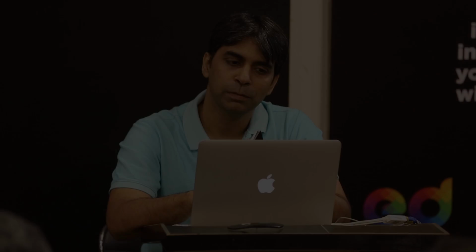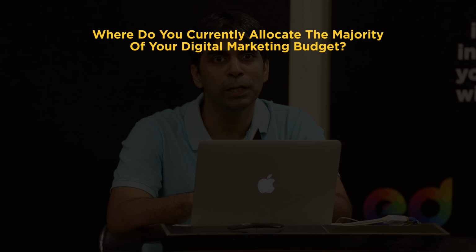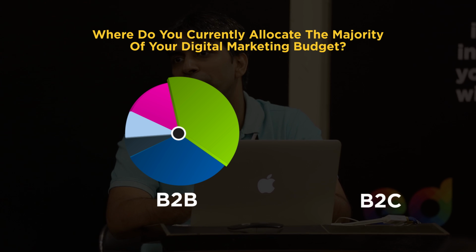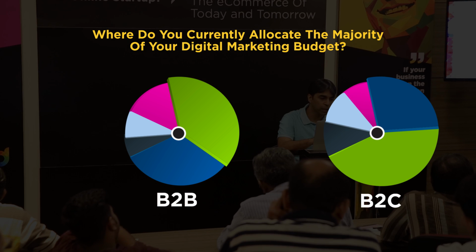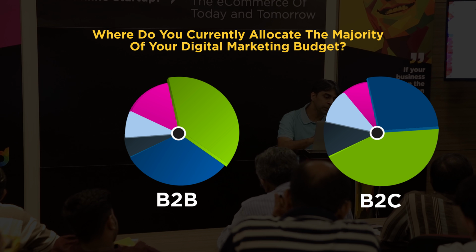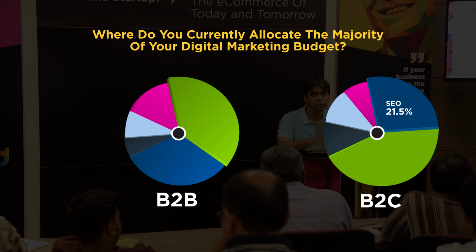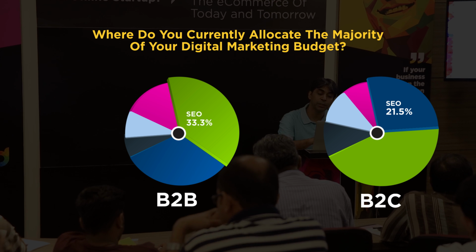Now, this is something that I think a lot of you had a question on. How do you spend your budget? Where do you allocate it? Right? And there's a comparison here between B2B and B2C because the two companies operate very differently. Okay? If you look at it, B2C companies will spend 21% of their budgets in SEO versus 33% in B2B.